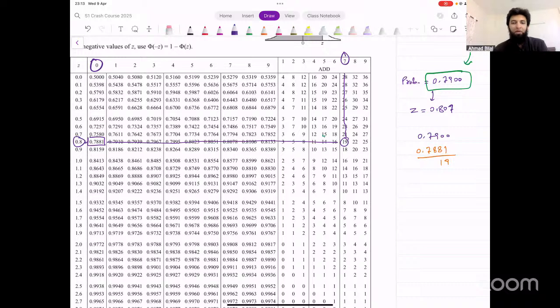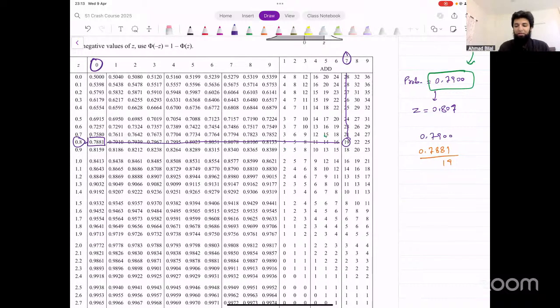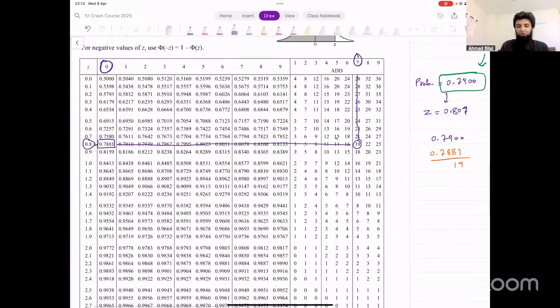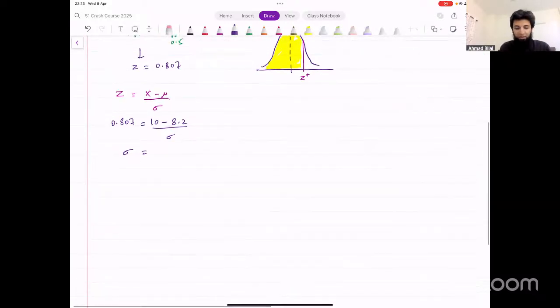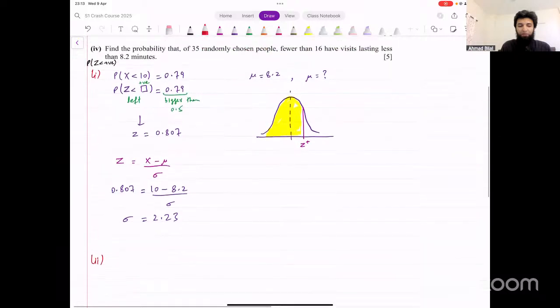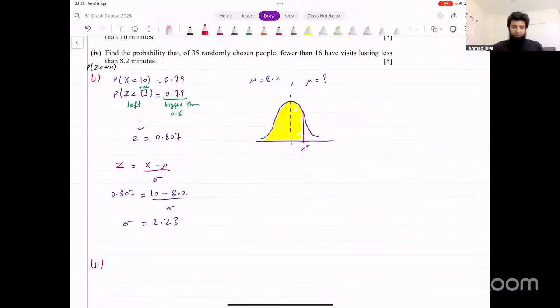So you don't have to look at z. You have to look at probability in this case, right? Probability is 0.79. You go back and find the z value from that. So standard deviation, you're telling me that turns out to be 2.23, and that's your final answer. That's what we had to do in the first part. Okay. Fairly straightforward. That's an easy inverse normal question, the first part.